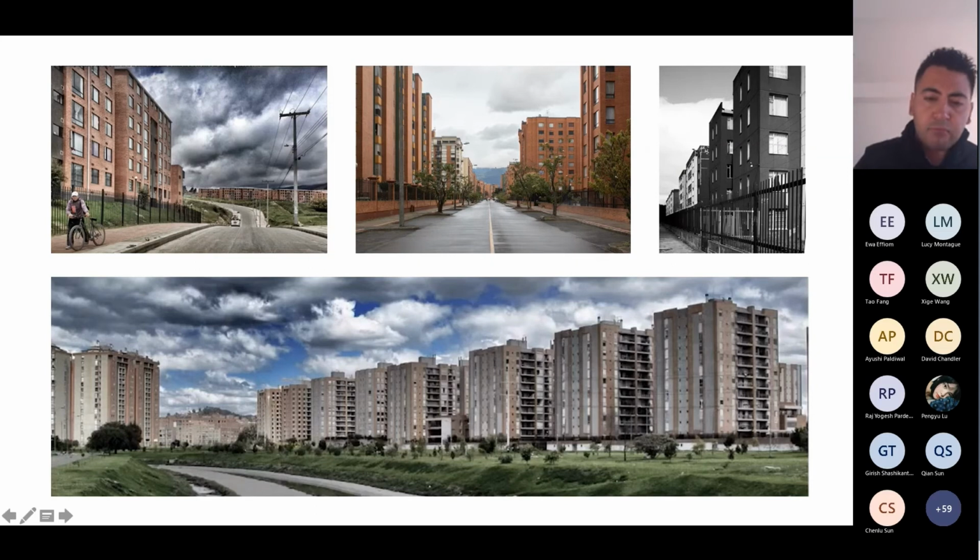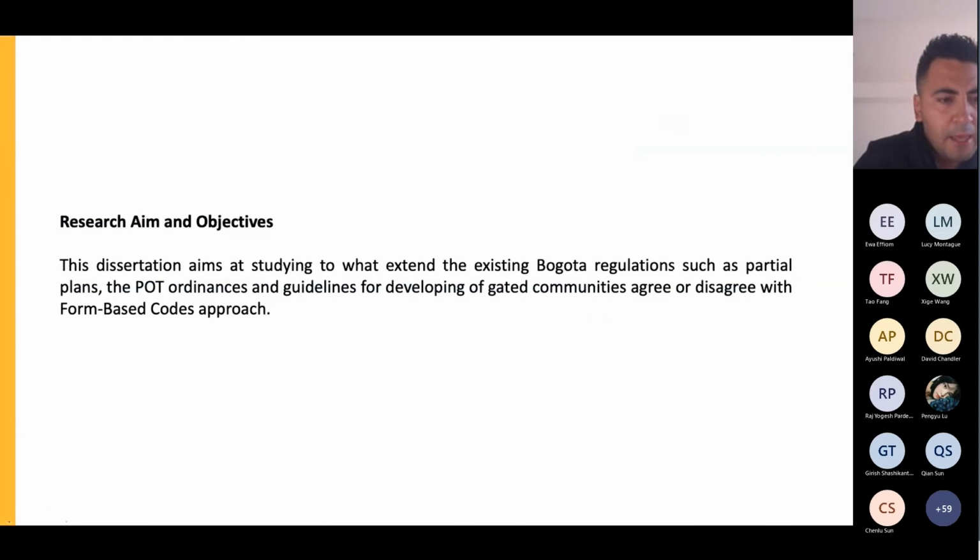Okay, according to this, the main aim or goal of my research was to understand how form-based codes, the design codes from the American version, can be helpful for gated communities in terms of regulation. The idea was to make comparisons to understand to what extent gated community regulations agree or disagree with the form-based codes approach. That was my main objective.